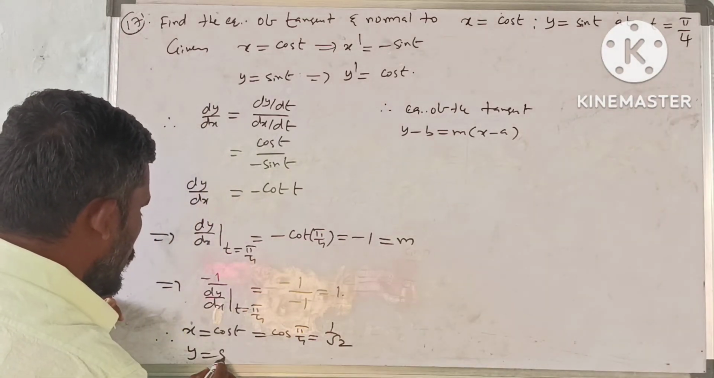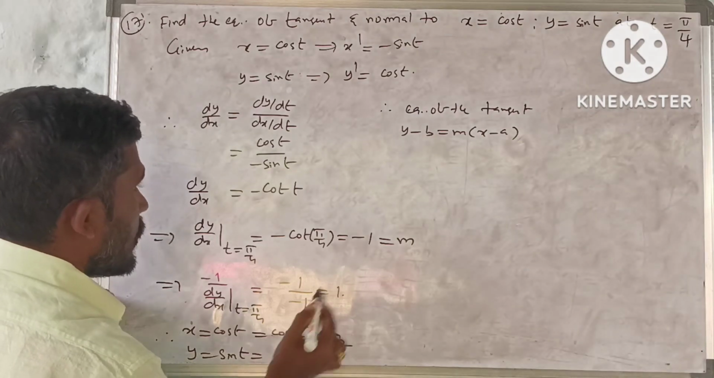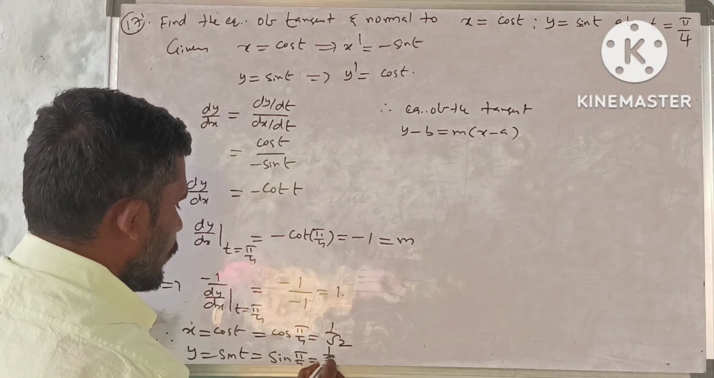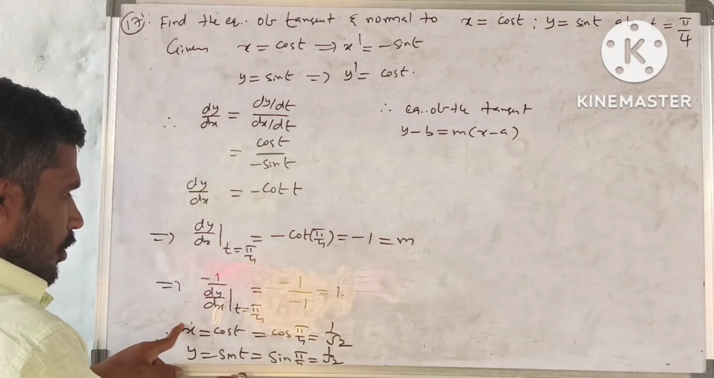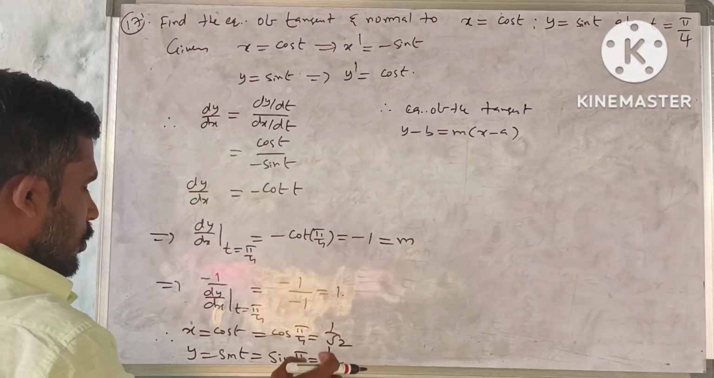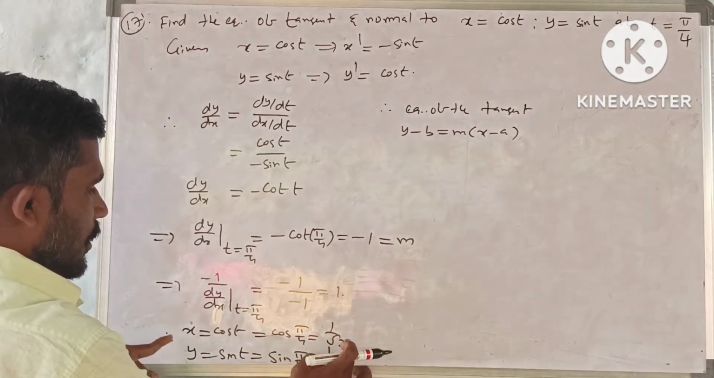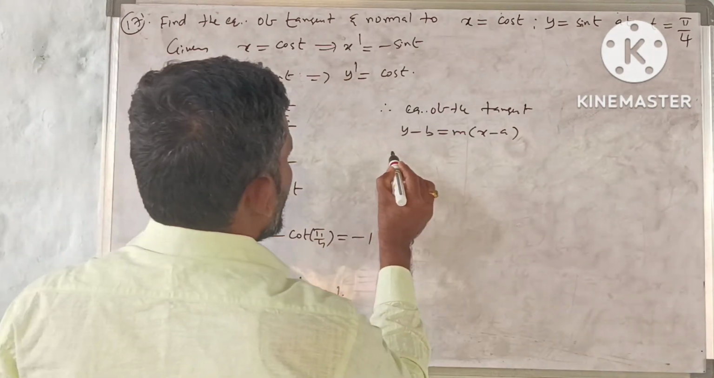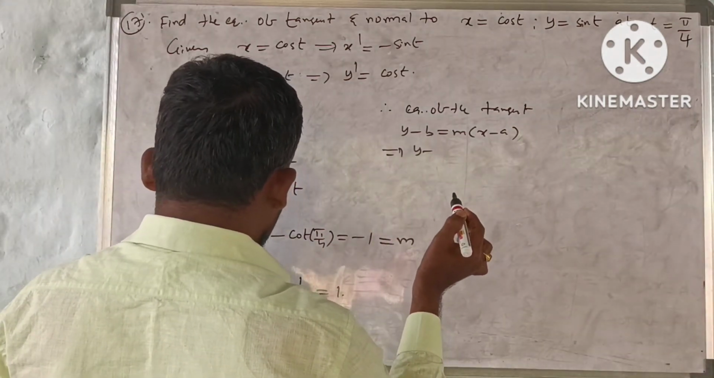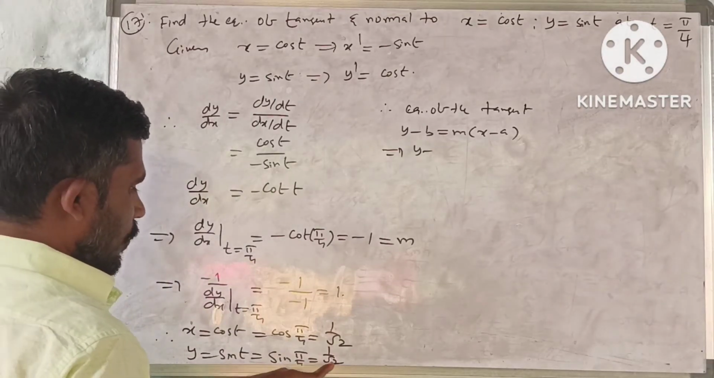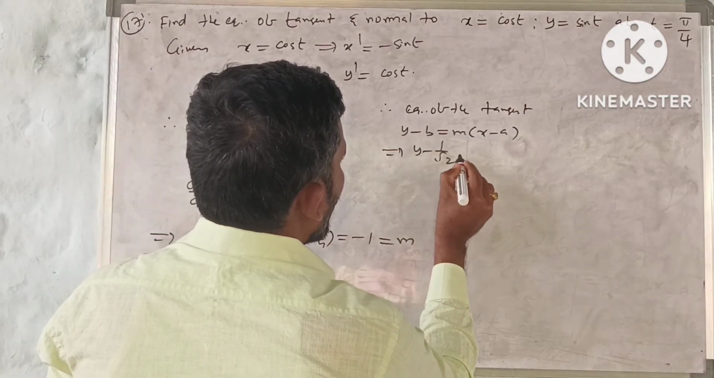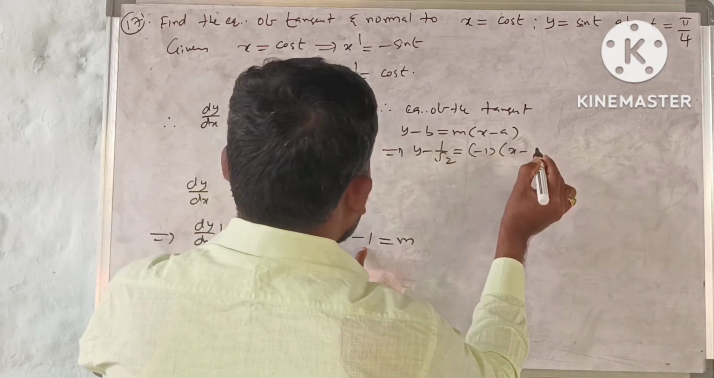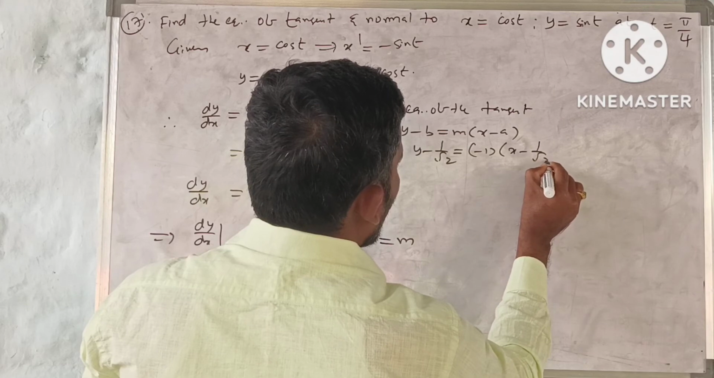And in the same manner y is also sin t. T is pi by 4 only, sin pi by 4. Sin pi by 4 is also 1 by root 2. So the x value is got and the y value is got. So you just have to substitute the x, y values in place of a, b, and m is minus 1, you have to substitute. So this implies you get here y minus b, so this is y minus 1 by root 2 equal to m, m is minus 1, x minus a. A is again 1 by root 2.